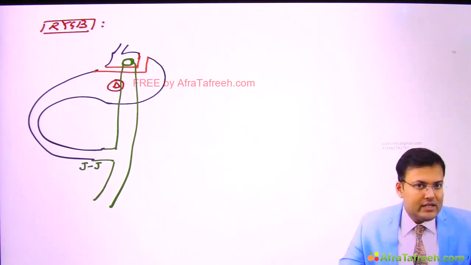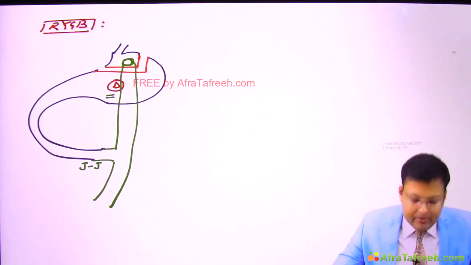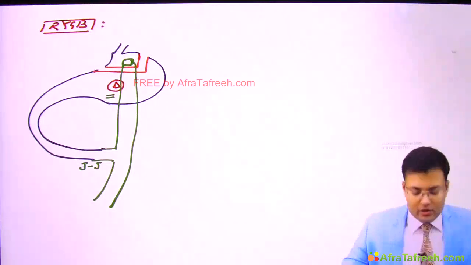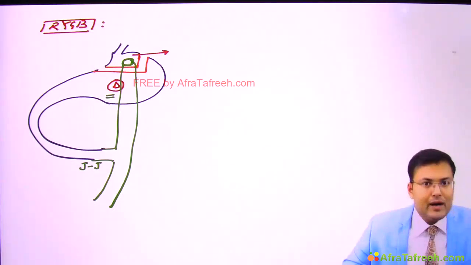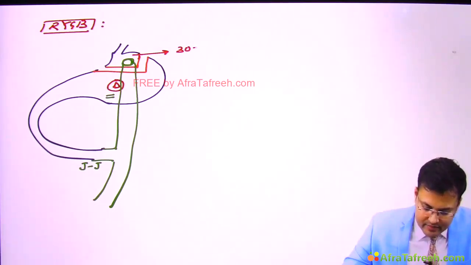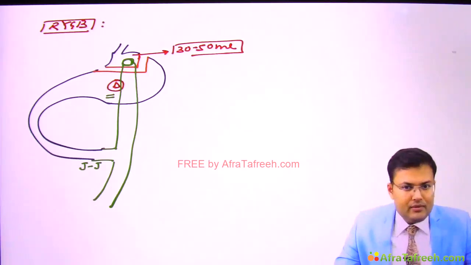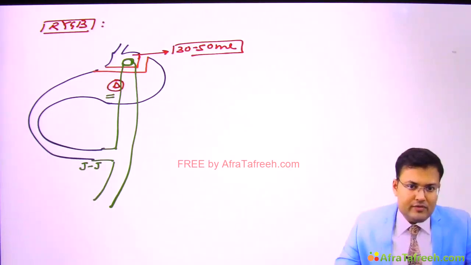Clear? So what is the name of this procedure? This is Roux-en-Y gastric bypass. Why? Because the distal part of the stomach is bypassed. Now the questions. How much is the capacity of this proximal gastric pouch? The capacity is 30 to 50 ml. Clear? So the capacity of the proximal gastric pouch is 30 to 50 ml.